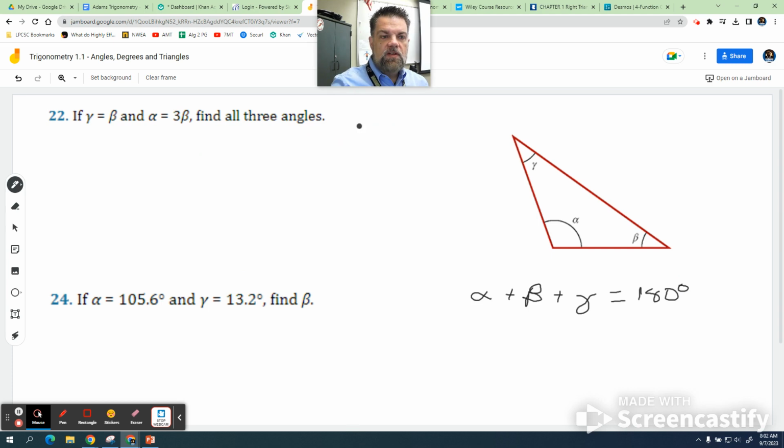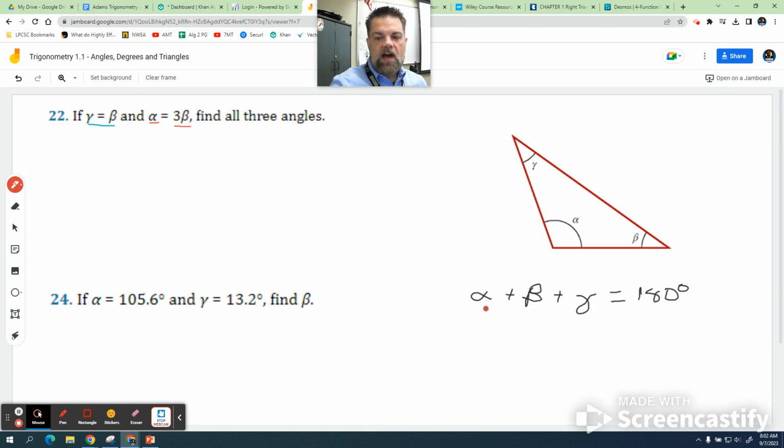So then I also am told that gamma is equal to beta. I'm also told that alpha is equal to 3 times beta. So I'm going to take this whole thing and rewrite it, but I'm going to do some substitutions. I suspect when I'm done, I'm going to have a bunch of betas, and then I could solve for beta and work backwards, okay? So let's figure out what beta is first.